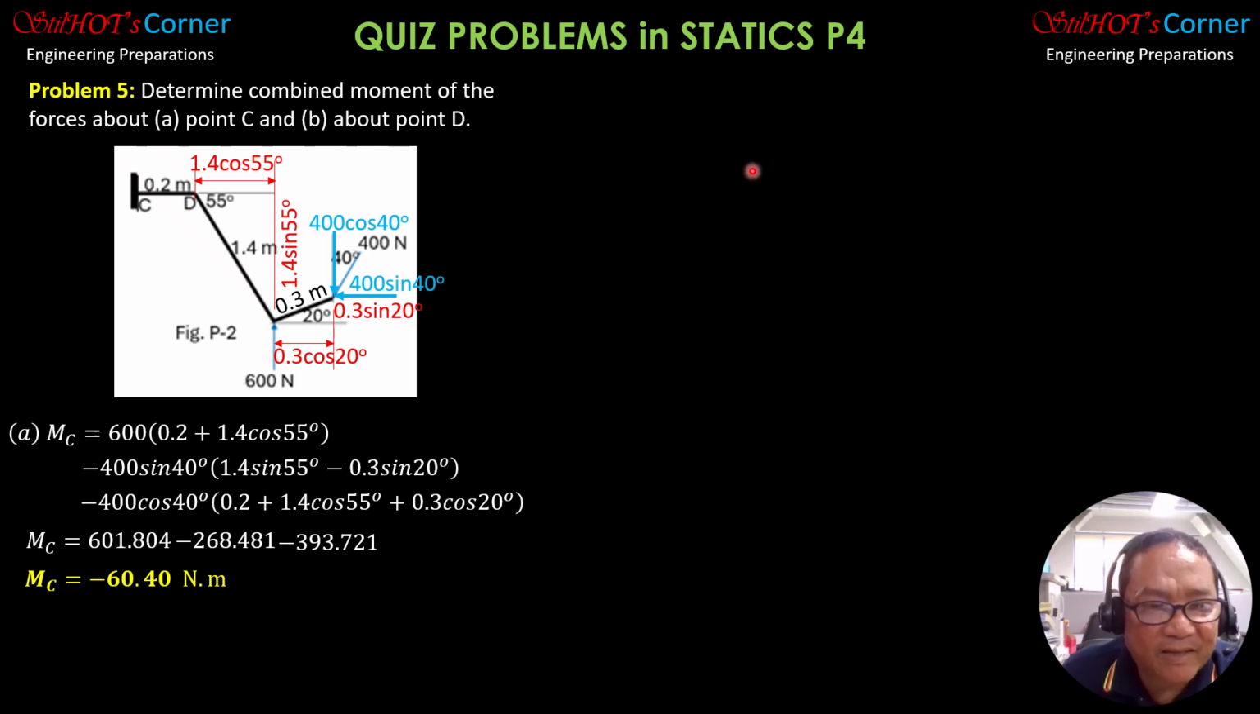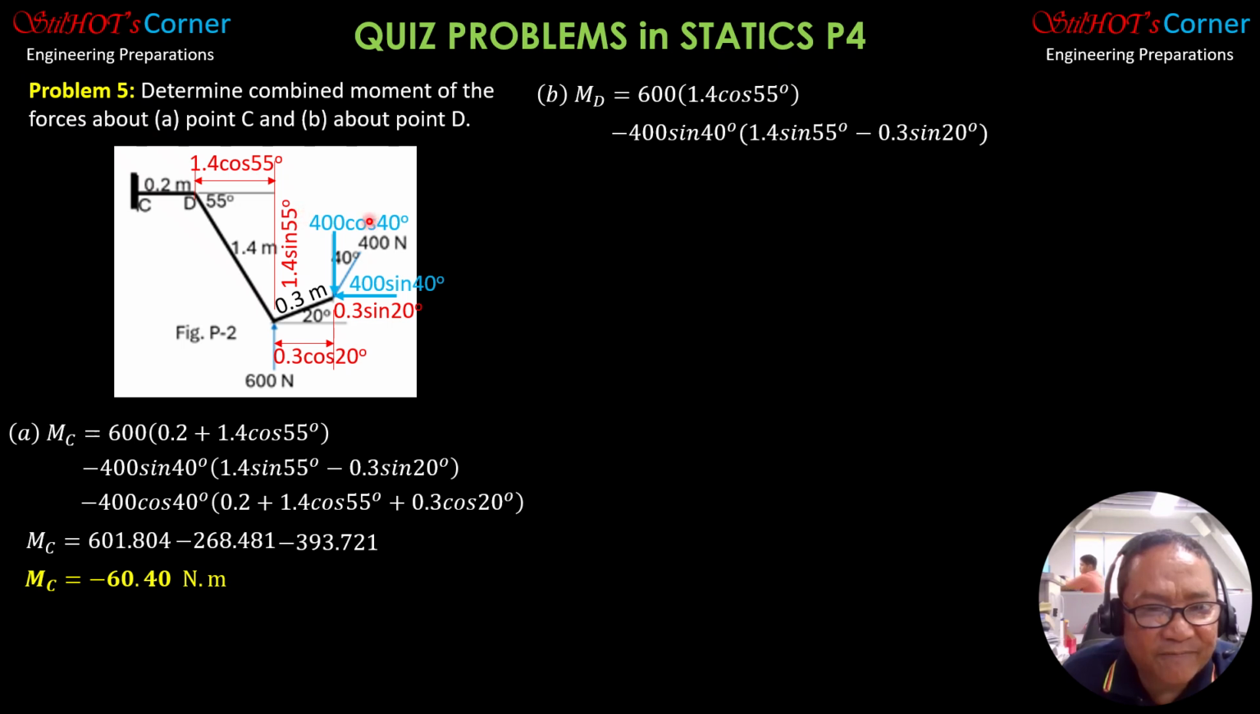So at D, the moment of the system of forces about D is positive 600 times quantity 1.4 cosine of 55, then minus 0.3 sine of 20 times quantity 1.4 sine 55 minus 0.3 sine of 20, and minus 400 cosine of 40 times the quantity 1.4 cosine 55 plus 0.3 cosine of 20.